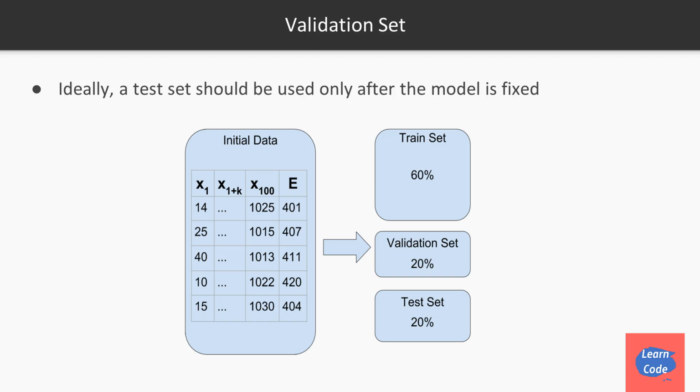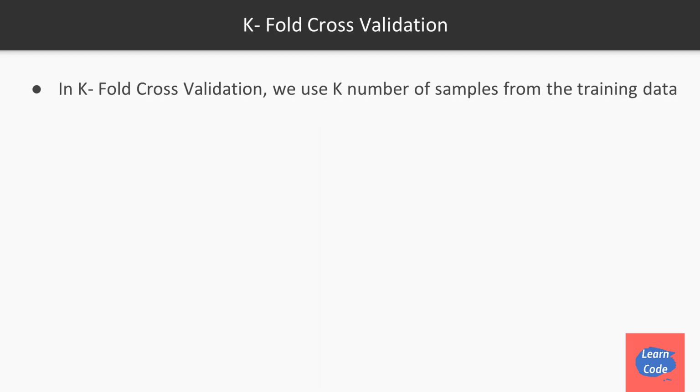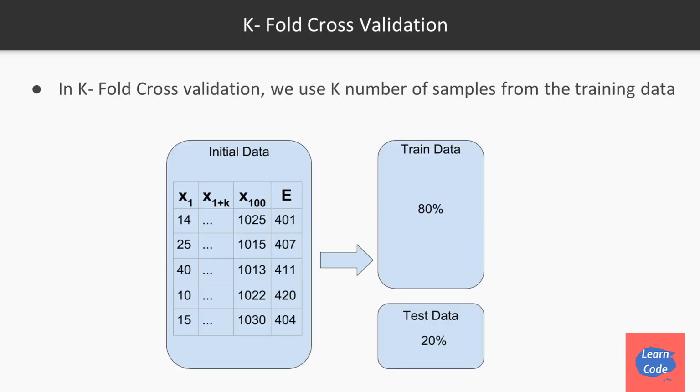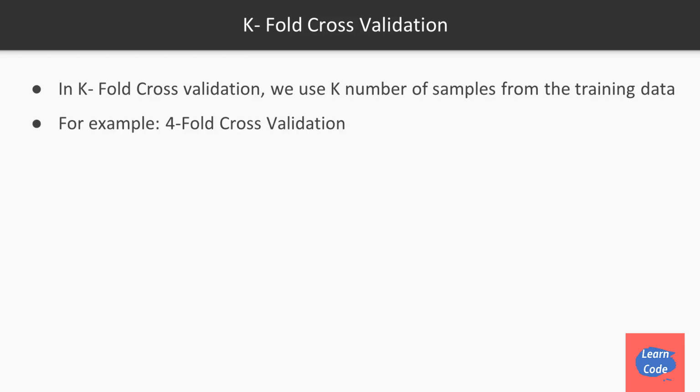So for that case, we use something called a validation set, which can either be 20% of the remaining training data, or we can use something called k-fold cross-validation. In k-fold cross-validation, we use k number of samples from the training data. So just like before, we split the data into two parts, train data and test data. But then, we further split the training data into different parts.